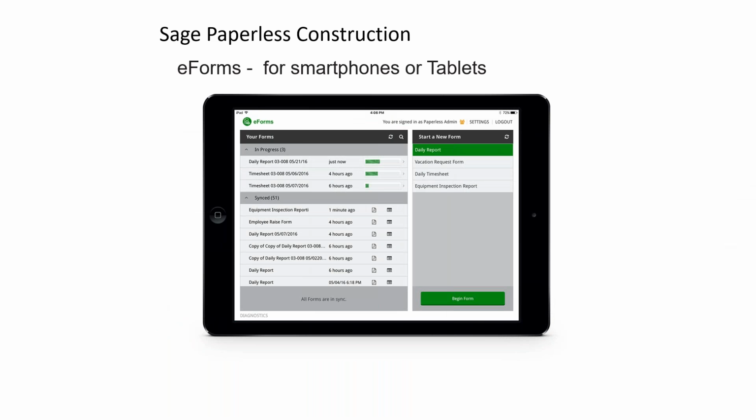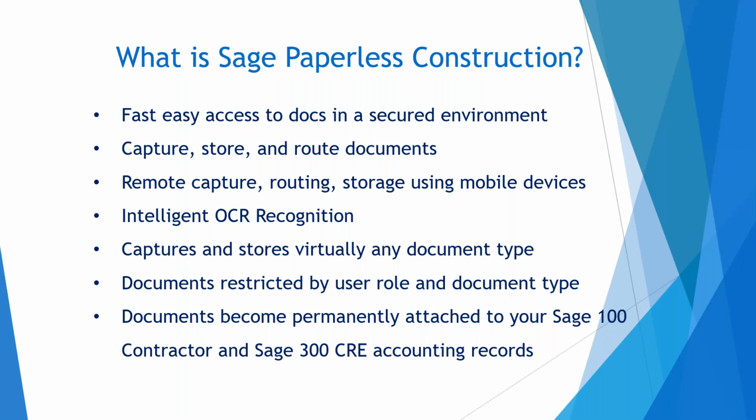This is our eForms tool, and people use it for all kinds of things: job startup, checklists, whatever. This is just a custom form that was created, and once again, it's connected to my back office. So as I'm filling out that form, I'm looking up jobs or employees or whatever the case may be. So that's kind of a high level overview of some of the capabilities of Sage Paperless.